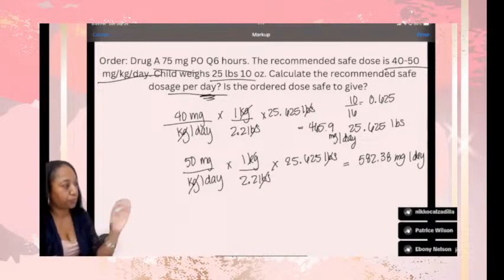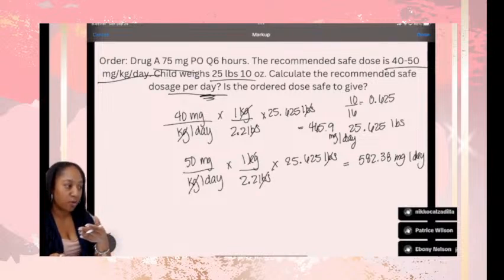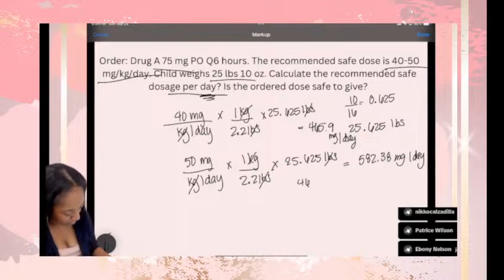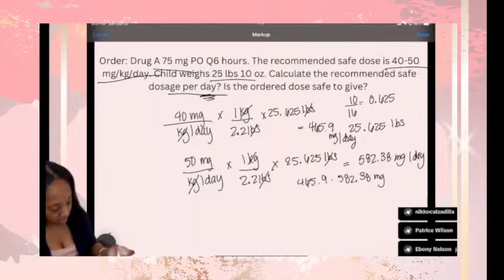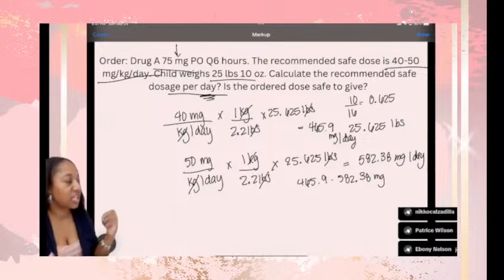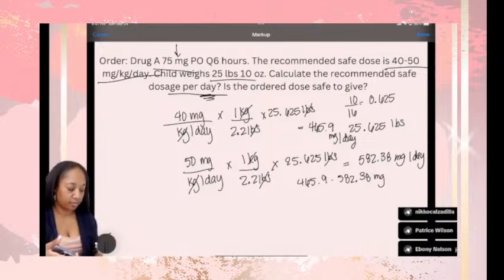So, let's go back to our order now that we have our range. Because our range is this to this. Okay? This is giving us 75 milligrams every 6 hours.